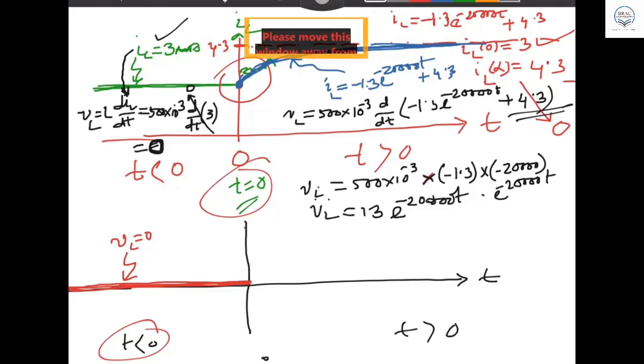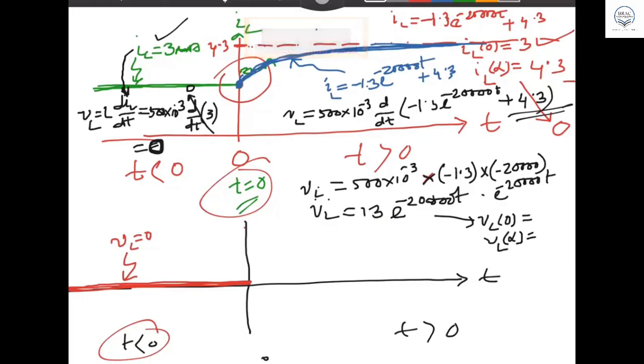Now listen, this is 13 e to the power minus 20,000 t that you are getting for VL. Now from here you can easily find VL(0) and VL(infinity), these two values, and you can easily plot them. Can you tell me VL(0) and VL(infinity)? 13,000 means 13,000 millivolt, and I'm writing here 13 volt. You have to divide by 1,000. Now what is VL(0)? 13. And VL(infinity)?